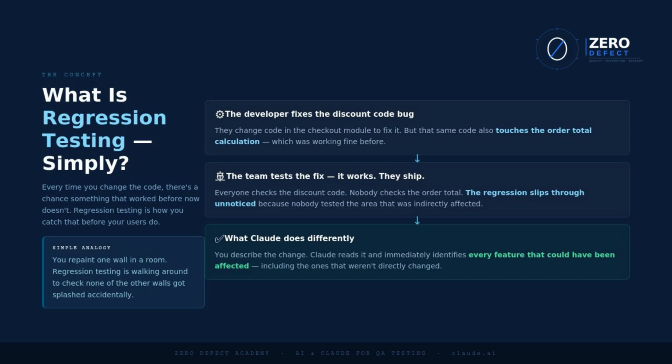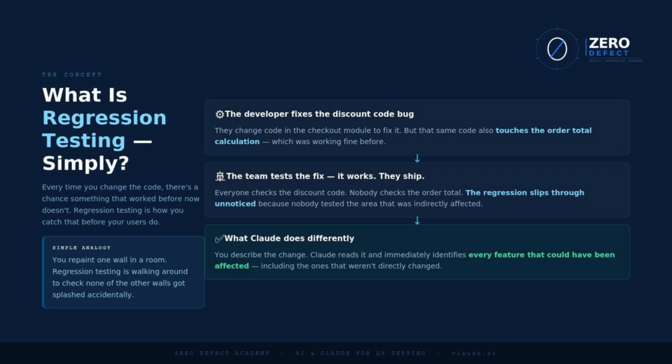What nobody realizes is that the order total calculation, the tax logic, and the cart subtotal all run through the same piece of code. The developer tests their fix. The discount code now works. They ship, but the order total, which was working fine before, is now broken. Nobody tested it because nobody thought to.